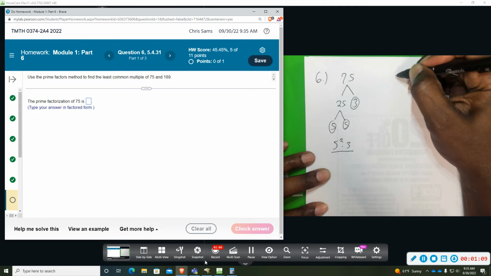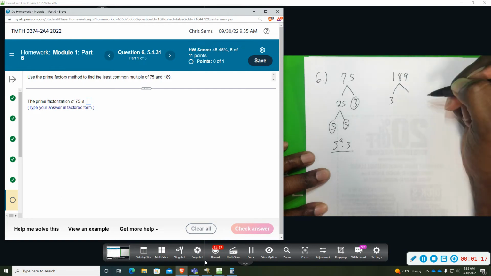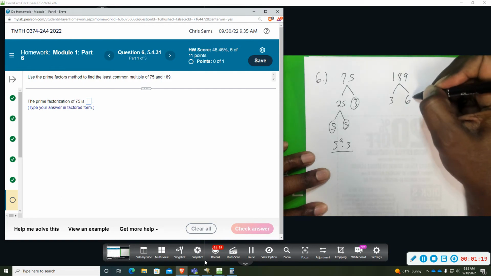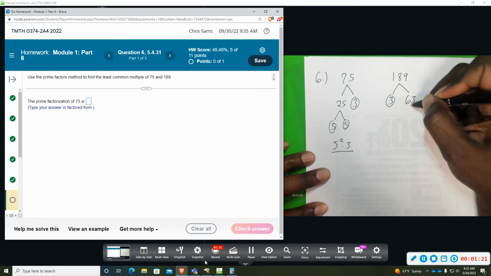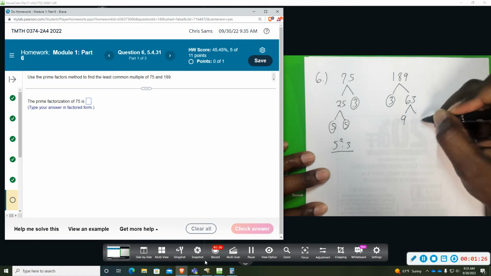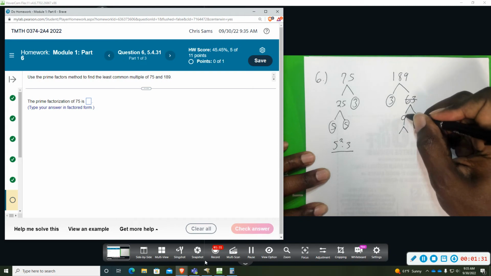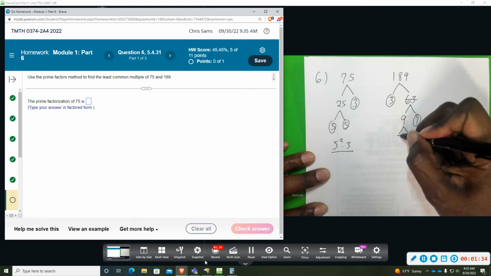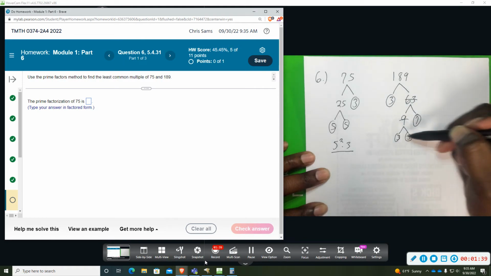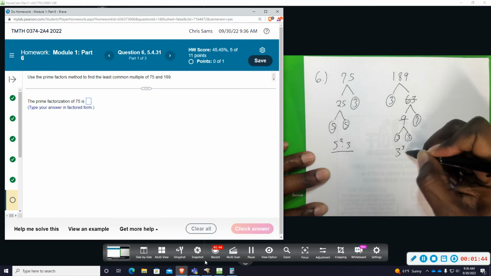And then we're going to do 189. This number is divisible by 3 for sure, and that will give us 3 and 63. And then this is divisible by 3 again. Or I can just say 9 times 7. That's one of those factors. And then 9 is 3 and 3. Alright, so I got 1, 2, 3 3s and a 7. So I'm going to say 3 to the 3rd times 7.